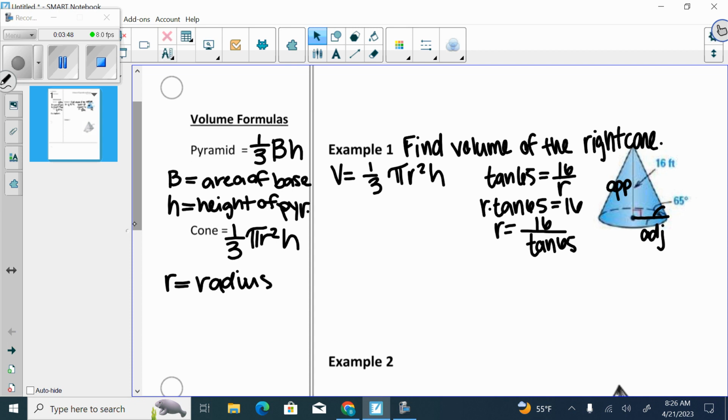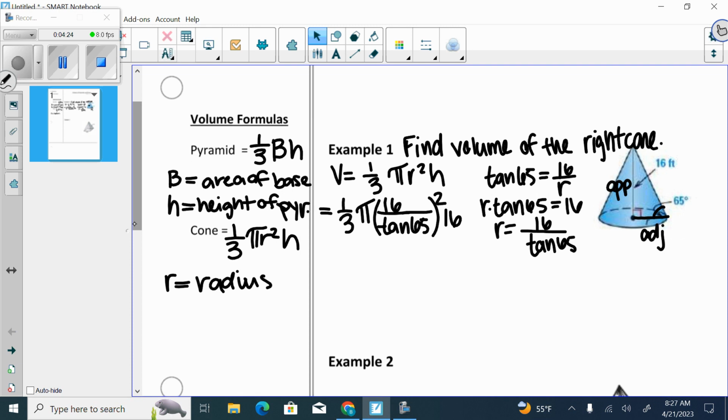Okay, so we're going to keep it exact as long as we can. So I am going to use this for R in my equation. So we've got 1/3 pi r squared, and we just found out R is 16 over tangent of 65, and that's squared, right? Times the height, and what's the height of this? 16.